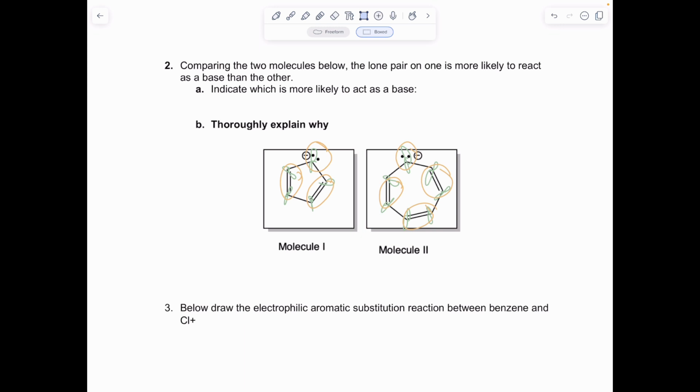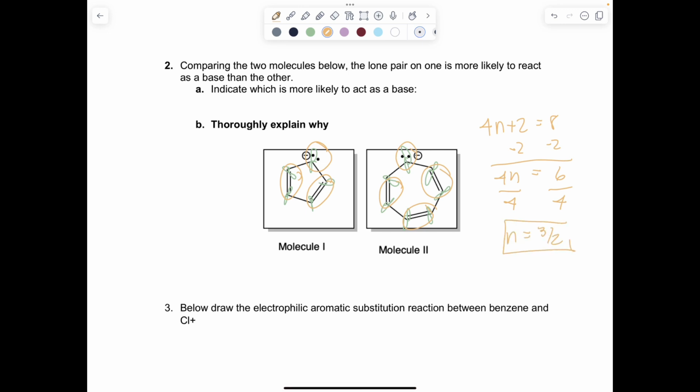we could set up that same equation. So in this case we have 2, 4, 6, 8. So 4n plus 2 equals 8. Subtract 2 from both sides. 6 is equal to 4n. Divide by 4, divide by 4. N is equal to 3 over 2, which is not a whole number integer, so this is not going to follow the rules for aromaticity.